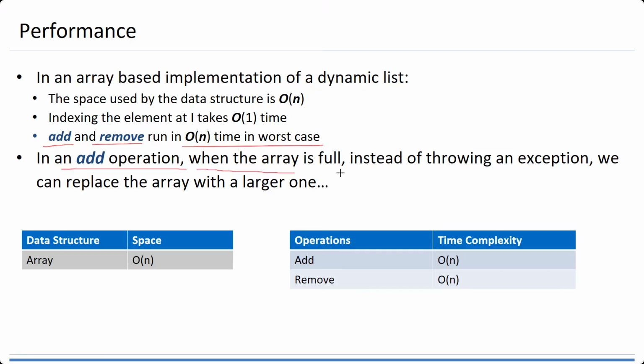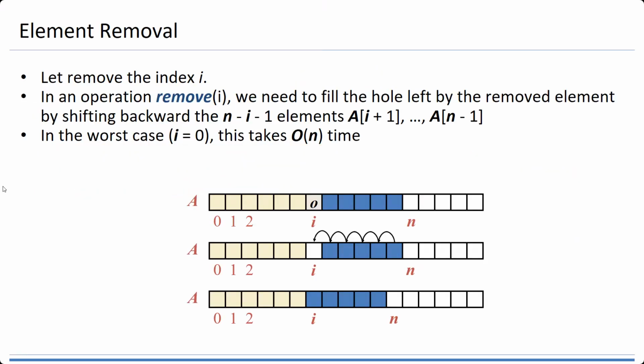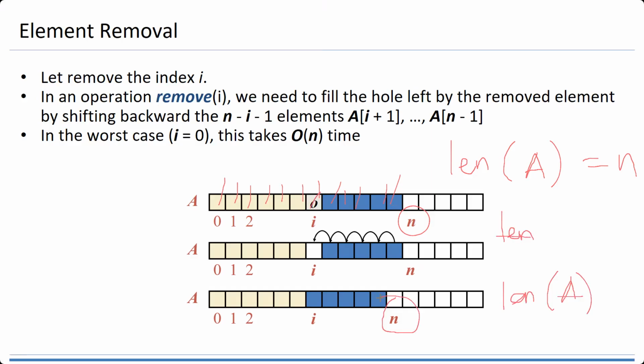In an add operation, when the array is full, instead of throwing an exception, we can replace the array with a larger one. So if you look at this one, when you try to check the length of the array, what is the length of the array? The length of the array will be n. Length of the array means the number of elements in that array. So I have 1, 2, 3, 4, 5, 6, 7, 8, 9, 10, 11, 12. But if I remove one, after I remove, what is the length of the array? We have the new n. The new n will be the current n minus 1.